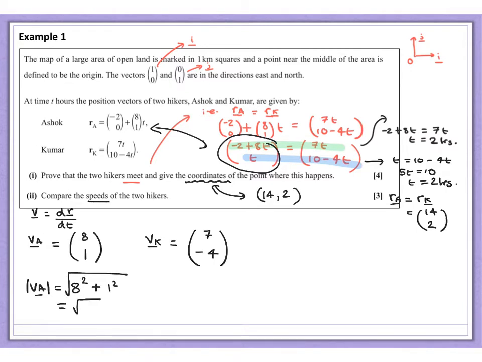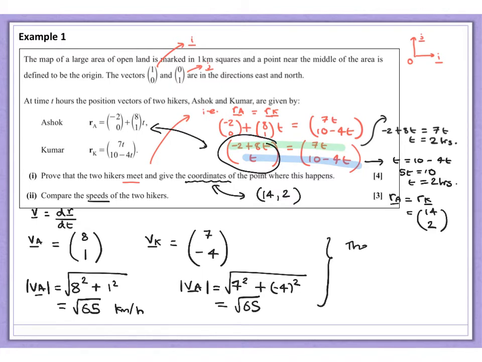So that comes to root 65 kilometres per hour for Ashok. And then for Kumar, that would be 7 squared plus (-4) squared, which comes to a value of root 65 as well. So comparing the two, the hikers are travelling at the same speed. They have different velocity vectors, which means the directions in which they're moving are different, but they are travelling at the same speed, and at 2 hours they end up in the same position.